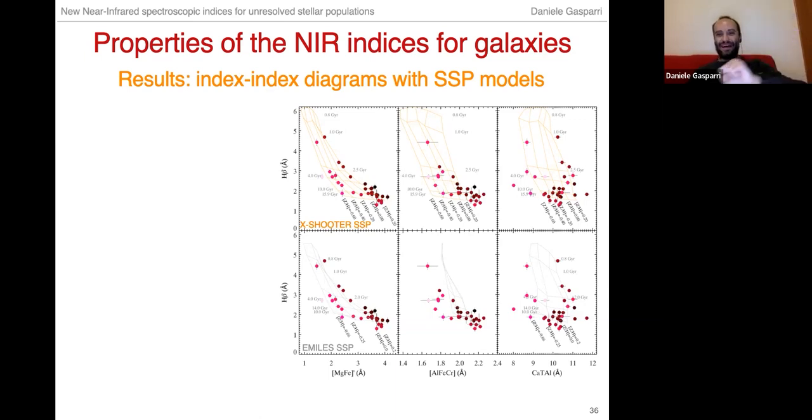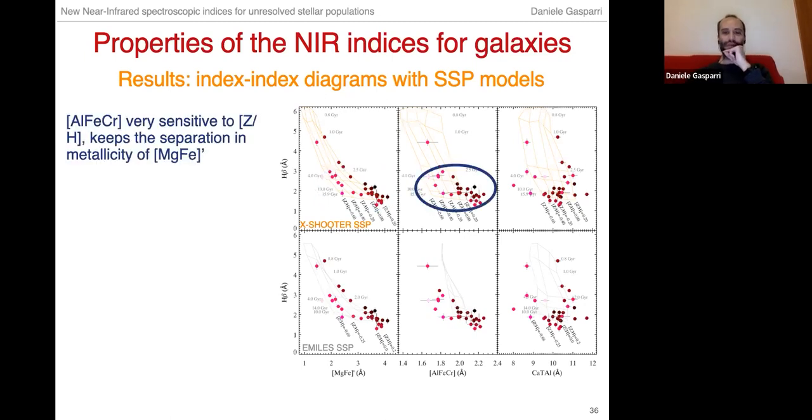So on the right, you can see that also the index CaT-Al, which is a combination of calcium triplet lines and aluminum, can break very well the age-metallicity degeneracy. So the index CaT-Al is not sensitive at all to age. This is the first index that we found, even in the optical, that shows no sensitivity at all to the age, only to metallicity. So this is pretty interesting.